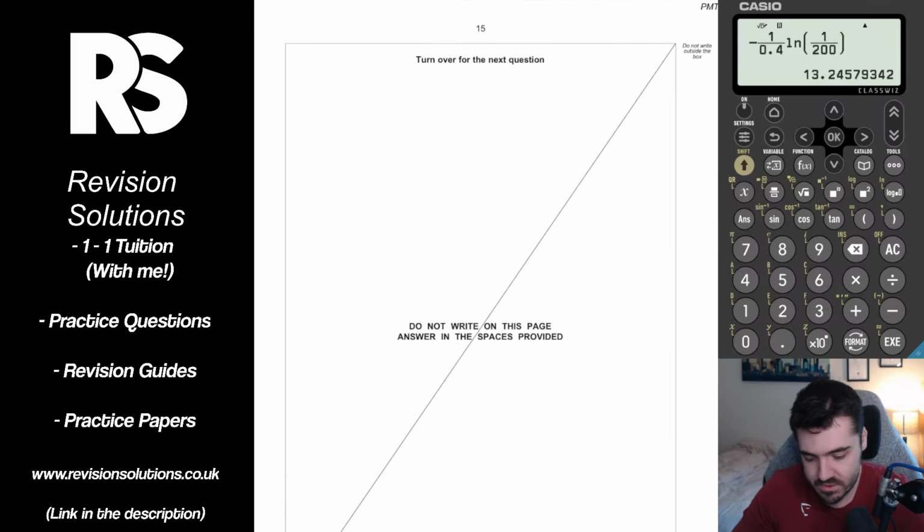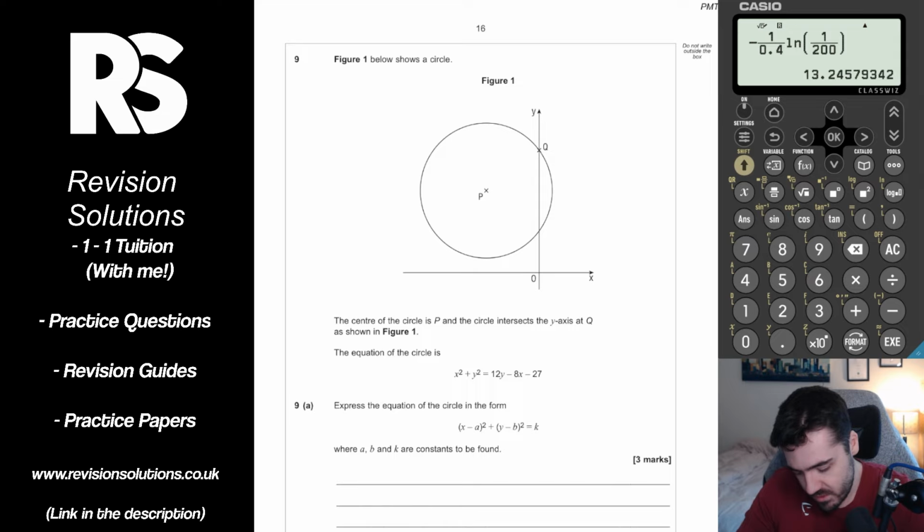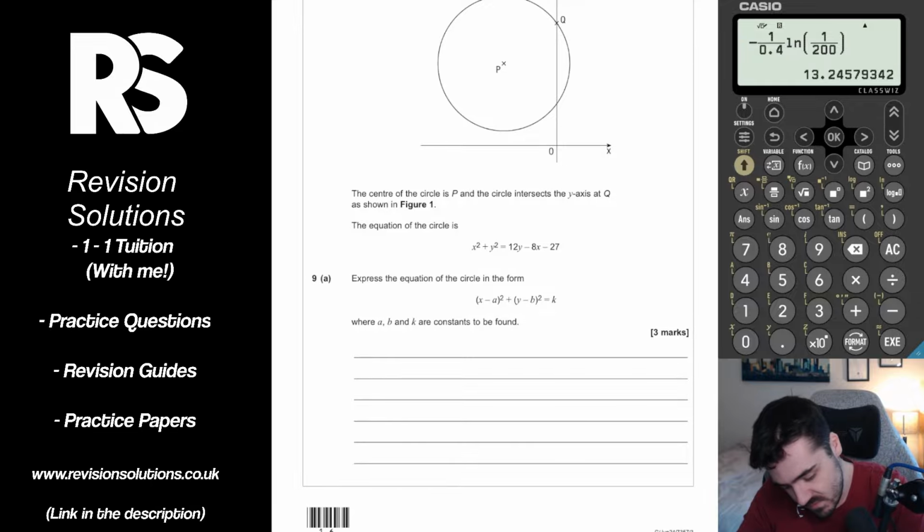Okay, moving on to question 9. It says figure 1 below shows a circle. We've got the equation of the circle. Can we rewrite it in the nice usual form? So let's move it all to the left-hand side first. So x squared plus 8x plus y squared minus 12y plus 27 equals 0.